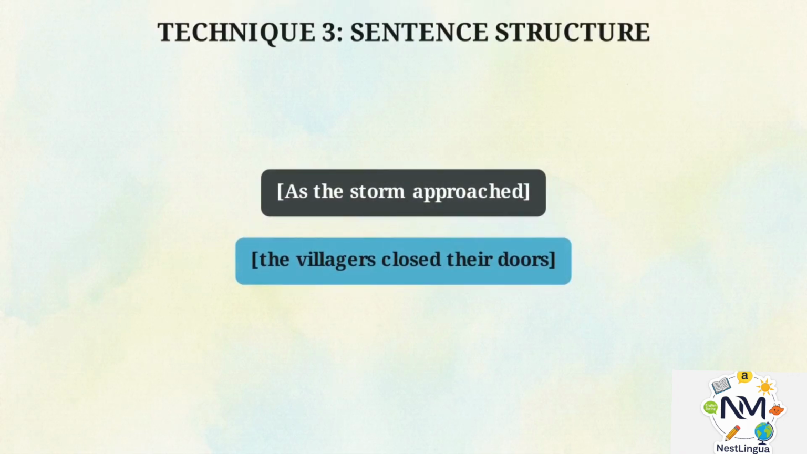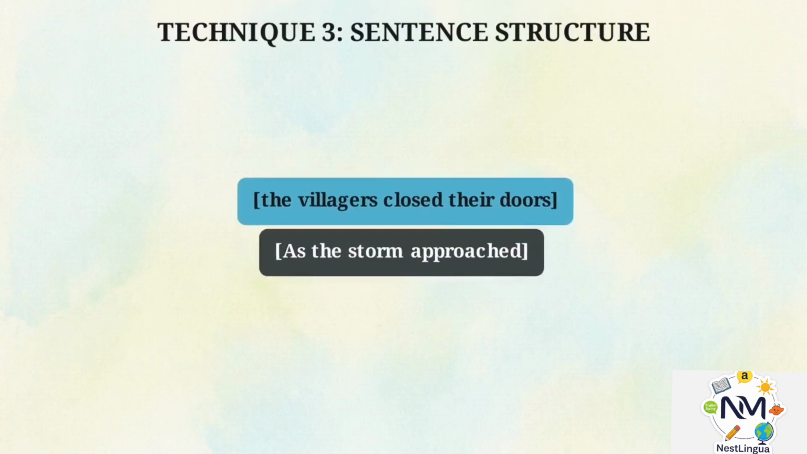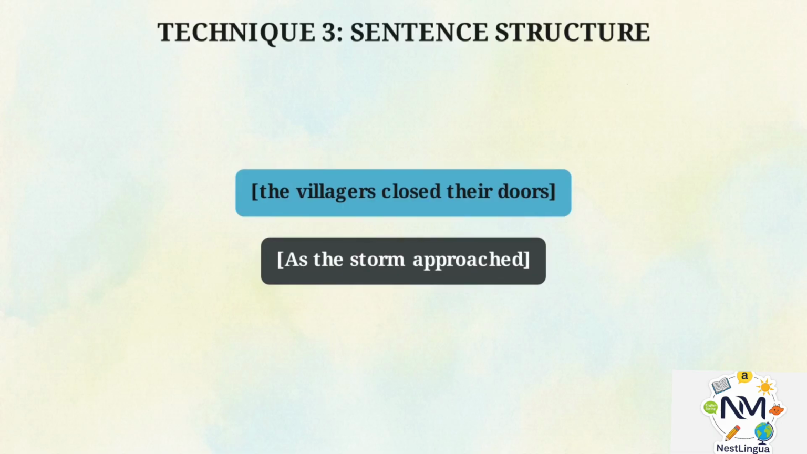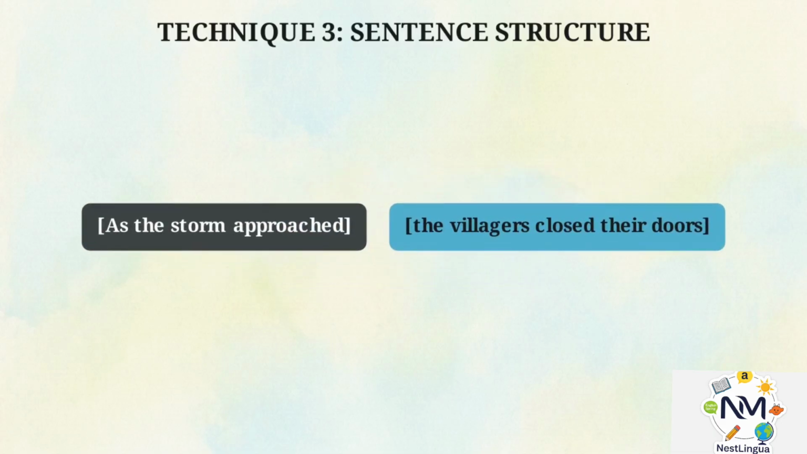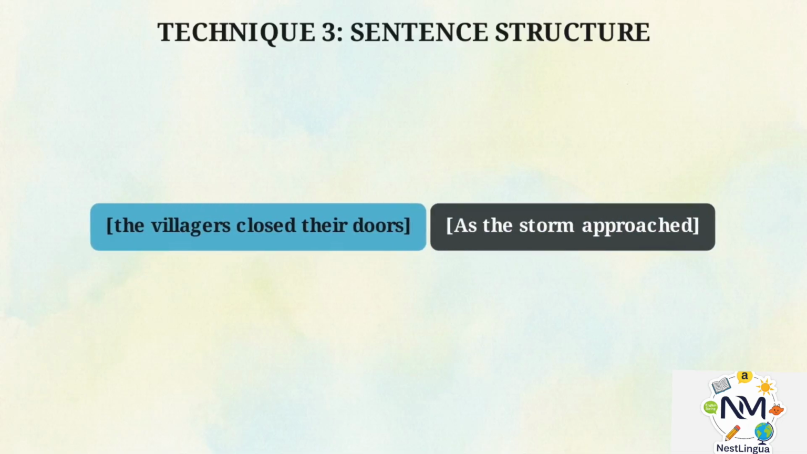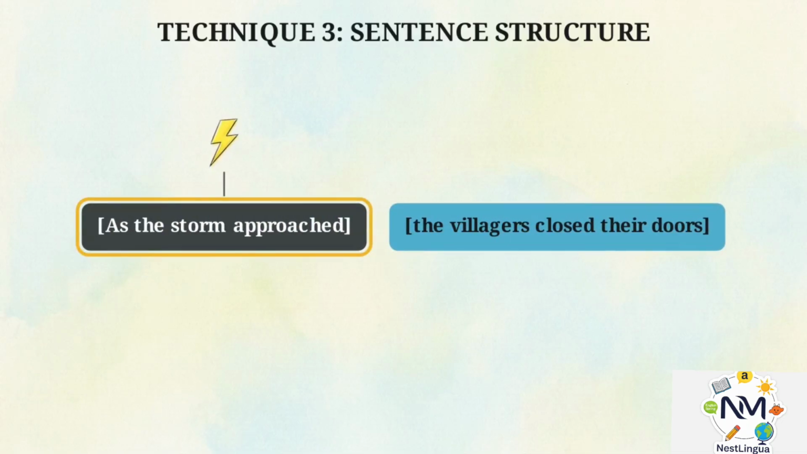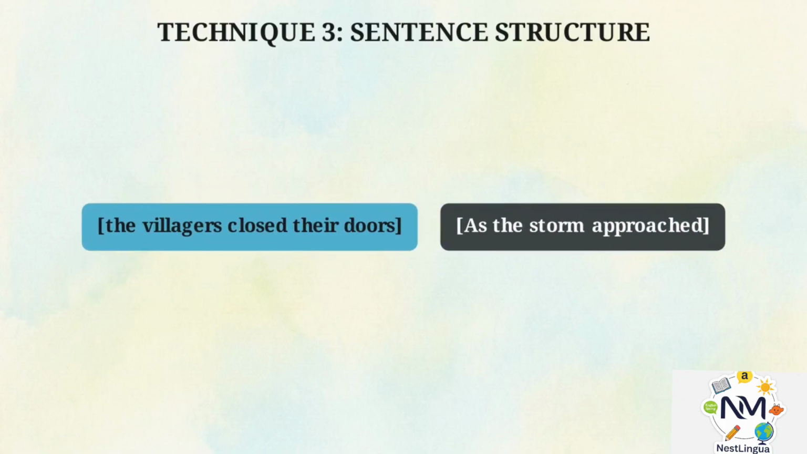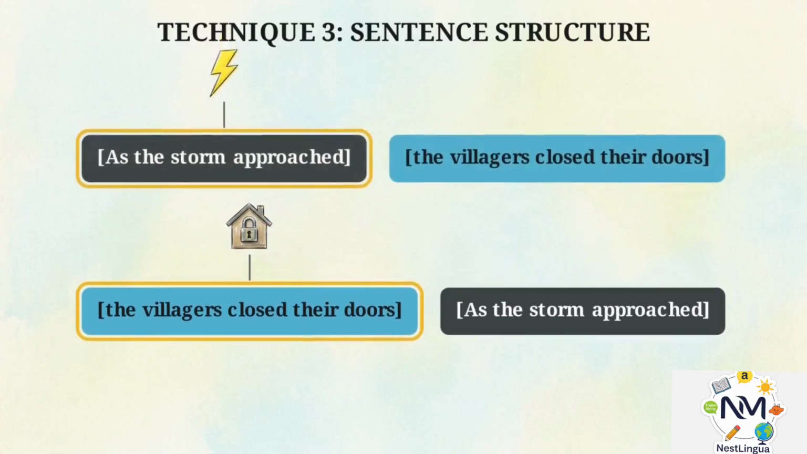Look at these 2 clause blocks. If we swap their order, we get 2 variations. As the storm approached, the villagers closed their doors. And the villagers closed their doors as the storm approached. In the first variation, the storm clause leads, forcing the reader to focus on the immediate threat. In the second variation, the villager clause leads, shifting the emphasis entirely to the human reaction. The information is identical, but the sequence controls your attention.